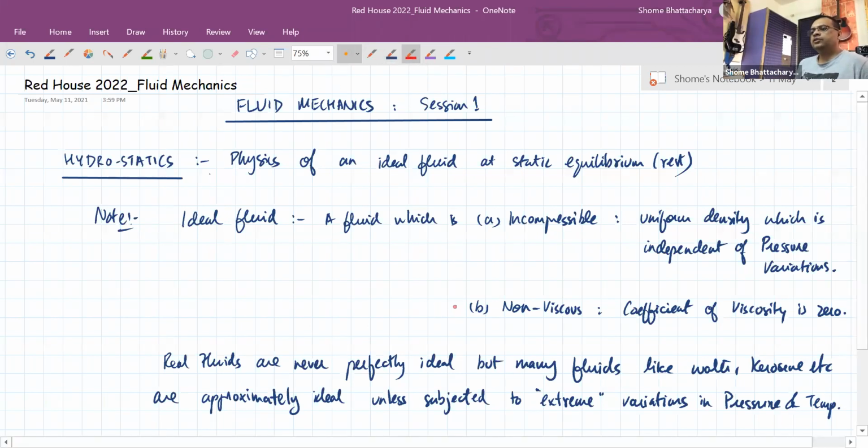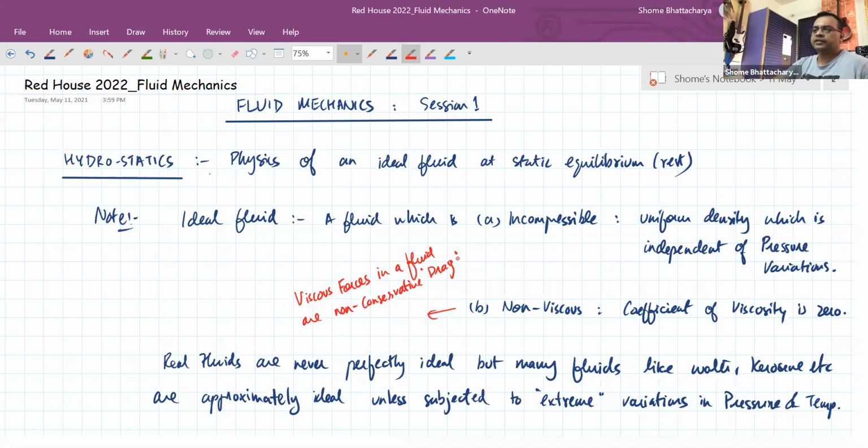Also here we should understand about viscosity. So viscous forces in a fluid are the non-conservative drag forces, like air drag, for example, you've heard about it. So a cotton wool ball moving through air or dropping through air will have a significant amount of drag force which affects its motion, but a spherical metallic ball will hardly have any significant drag force compared to its weight. So something like that.